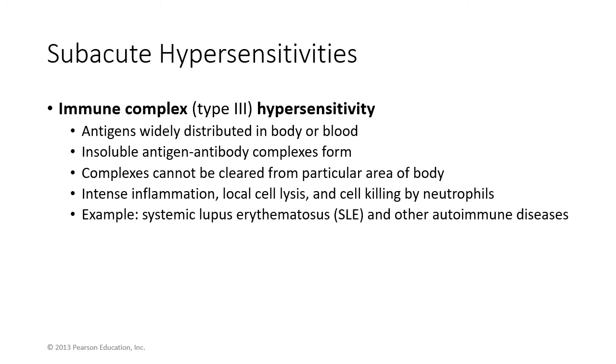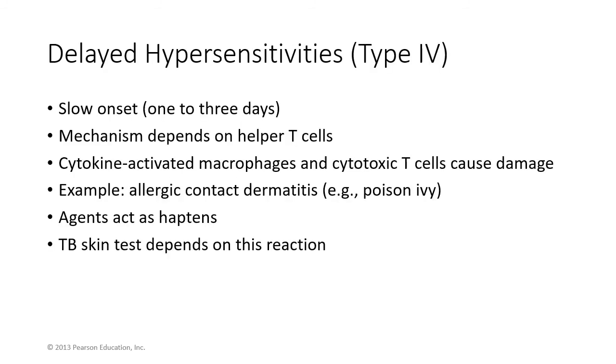And so the immune system responds against your own tissues, and it causes intense inflammation, local cell lysis, cell killing by neutrophils. And if you see the description here, you're talking about autoimmune diseases. So type 3 is autoimmune. And you think about things like lupus, rheumatoid arthritis, those types of things fall into that category.